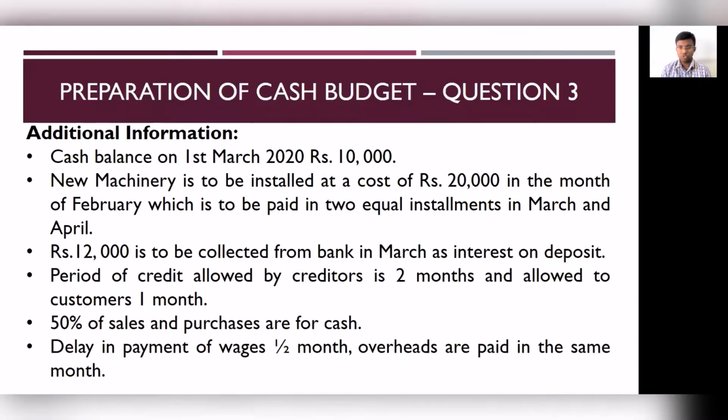Cash balance on 1st March 2020 is rupees 10,000. New machinery is to be installed at a cost of 20,000 in the month of February, which is to be paid in two equal installments in March and April. 12,000 is to be collected from the bank in March as interest on deposit. Period of credit allowed by creditors is 2 months and allowed to customers is 1 month. 50% of sales and purchase are for cash. Delay in payment of wages is half a month. Overheads are paid in the same month. So based on these details, we will have to go about with the preparation of the cash budget.